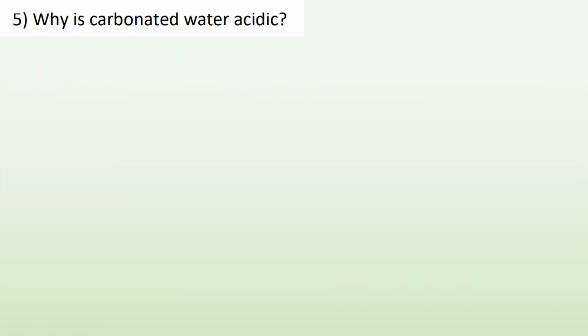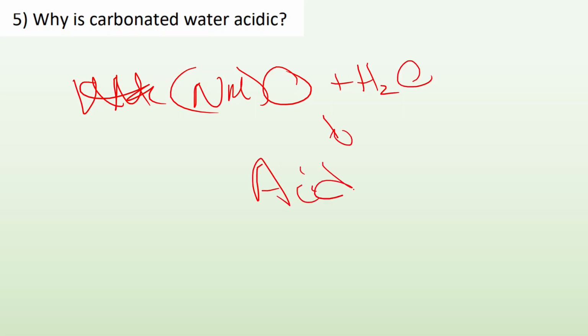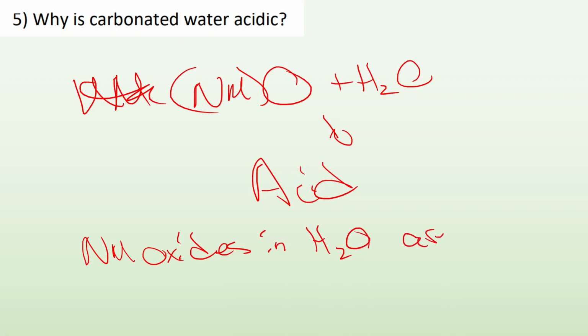Why is carbonated water acidic? Because whenever you have a non-metal oxide and you react it with water, you end up with an acid. So non-metallic oxides in water are acidic. And that is one of the big issues with like acid rain. We're burning all these fossil fuels. We put out these non-metal oxides like nitrous oxides as well as carbon dioxide. When rain comes down and interacts with those gases, it produces an acidic rain.